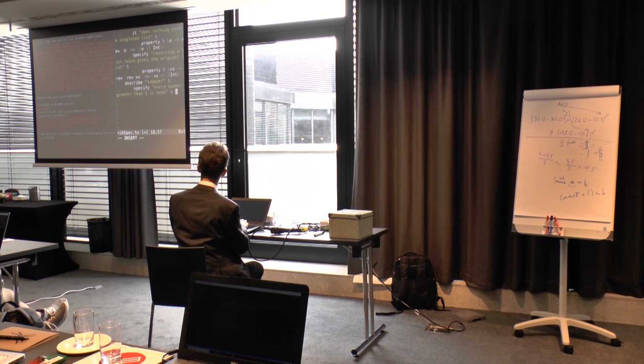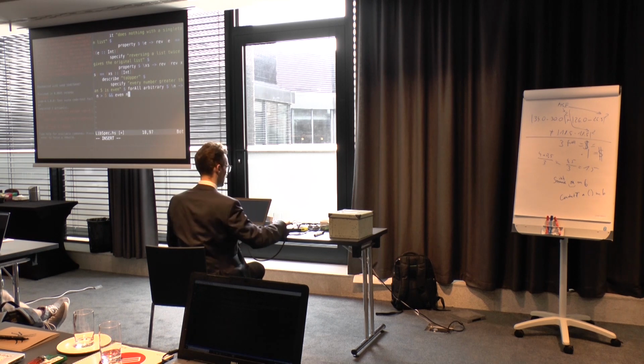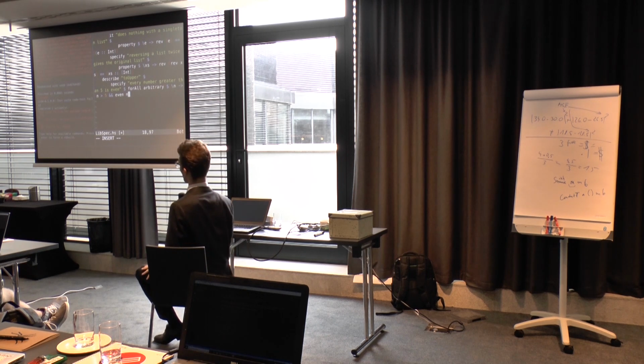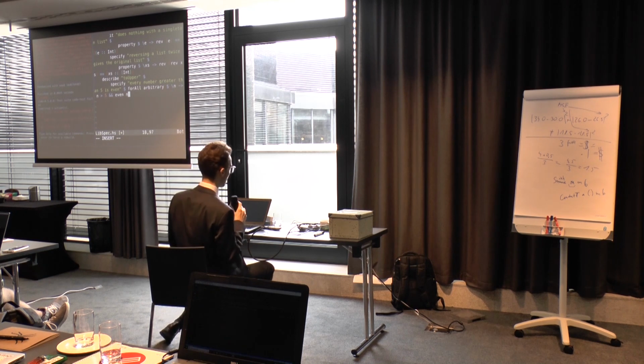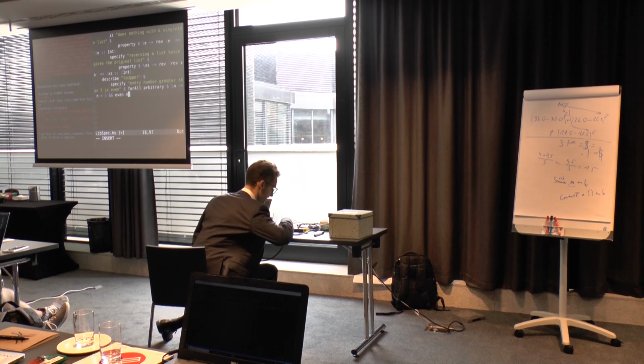So I need to generate numbers that are greater than 5. All right? So if I try to use this, and I say for every number it's greater than 5 and it's even, that's not the thing I'm trying to test. What I'm trying to test is that every number greater than 5 is even. So I need to change the generator such that it will only generate numbers that are actually greater than 5.